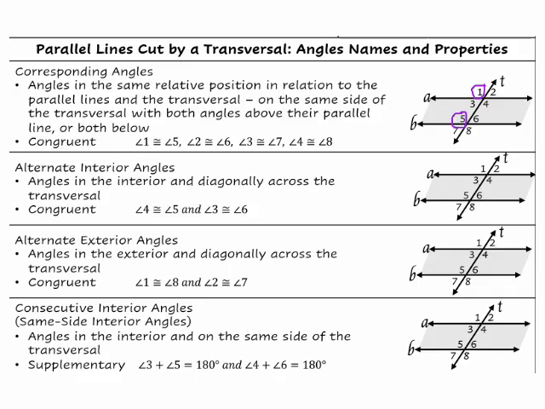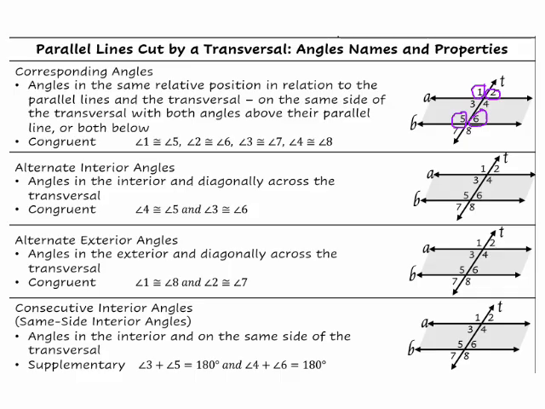So for example, 1 and 5 are corresponding angles. They're in the same position. 2 and 6 are also corresponding, 3 and 7, and 4 and 8. These angles are also congruent, which means their measures are the same.